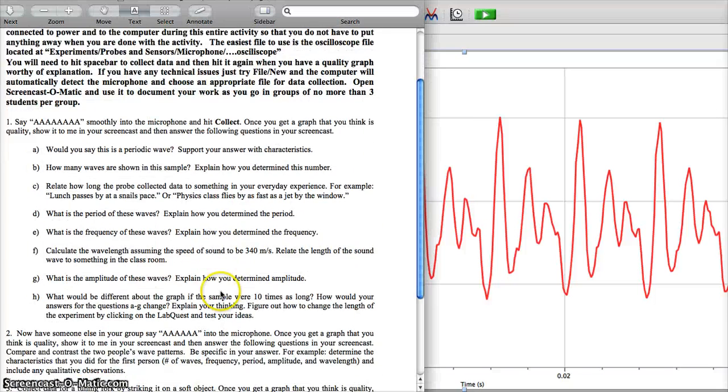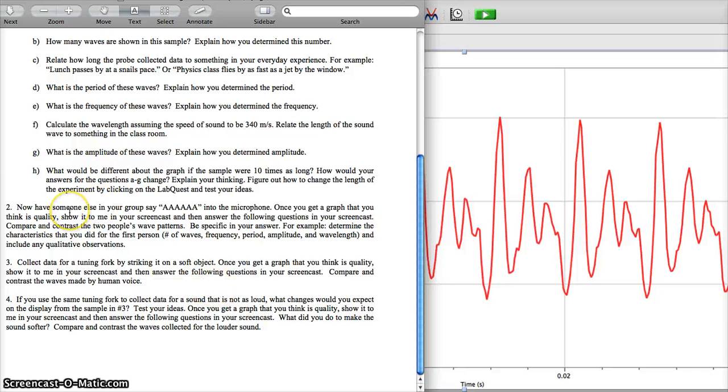What would be different about the graph if it were 10 times as long? They would be the same, because they just keep going. And how would your answers to questions A to G change? They would still be the same, since it just repeats itself over and over again.